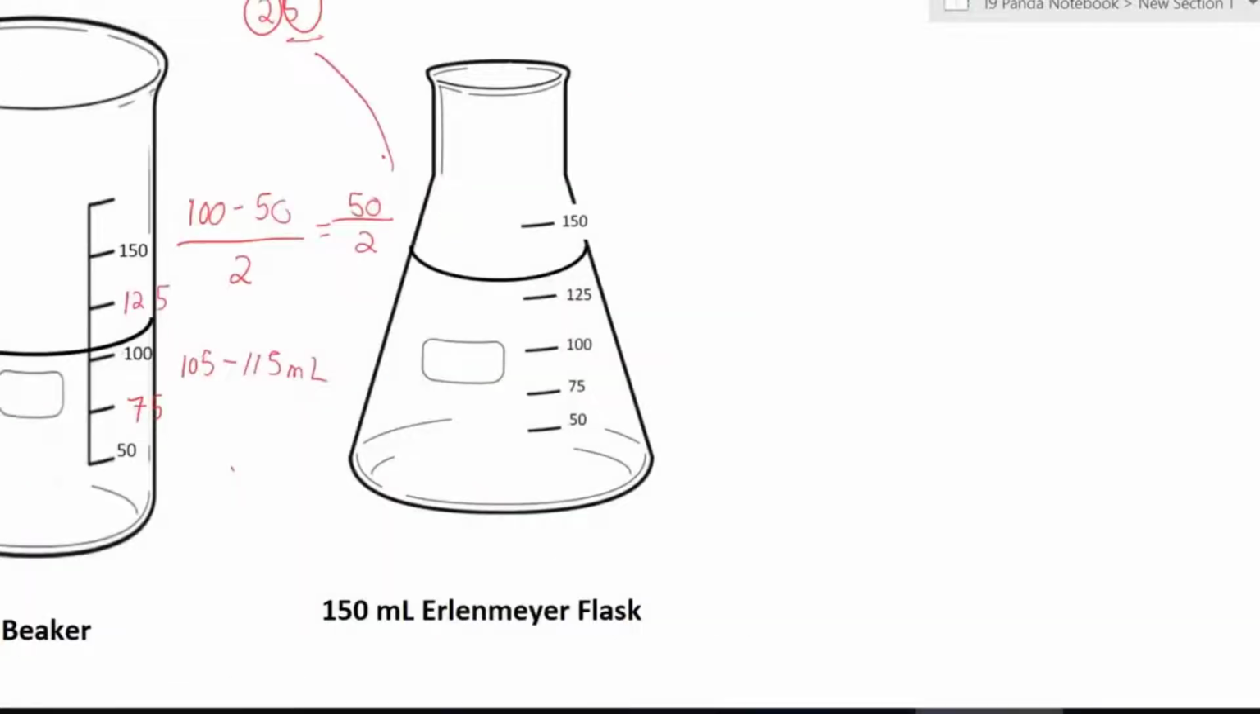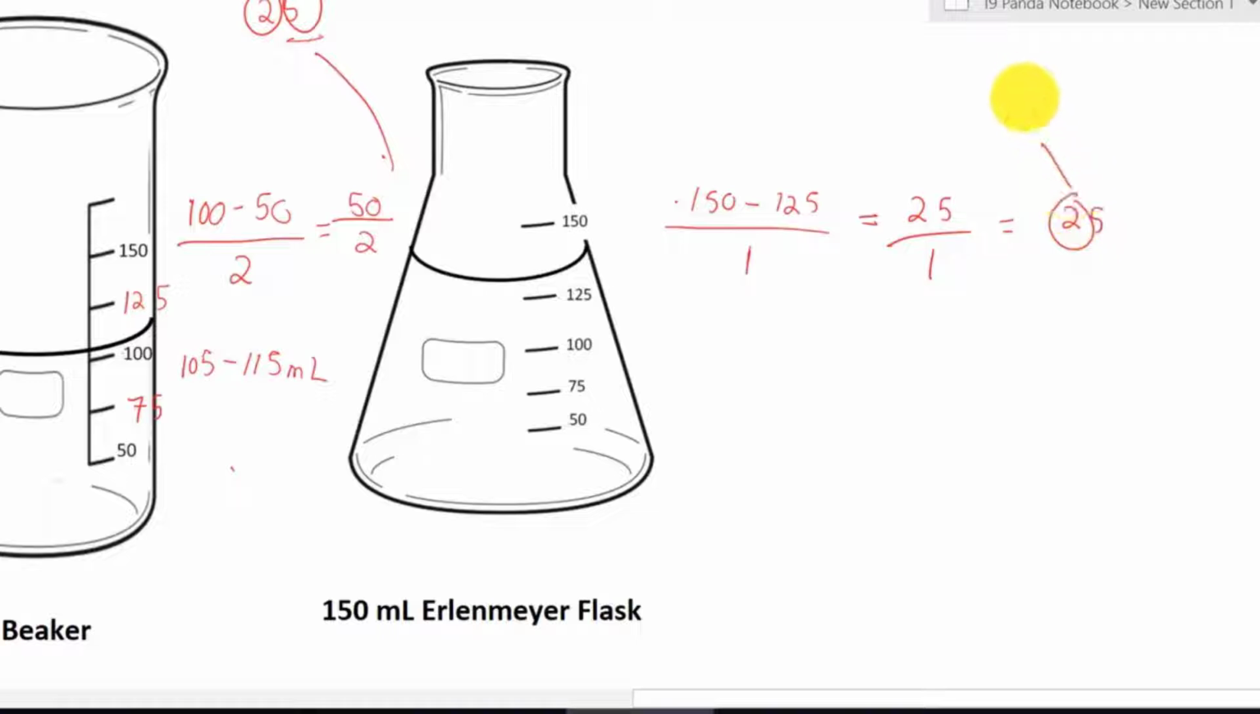Okay. Last one, a 150 milliliter Erlenmeyer flask. Same thing, you have to find the difference. So 150 minus 125, divided by the number of increments, which is 1. So 155 minus 25 will give you 25 over 1, which is 25.